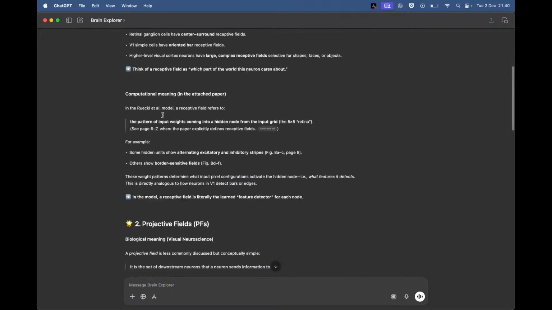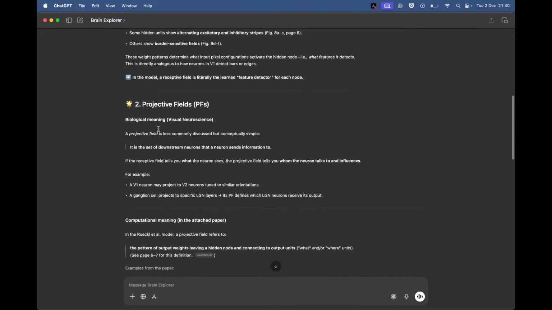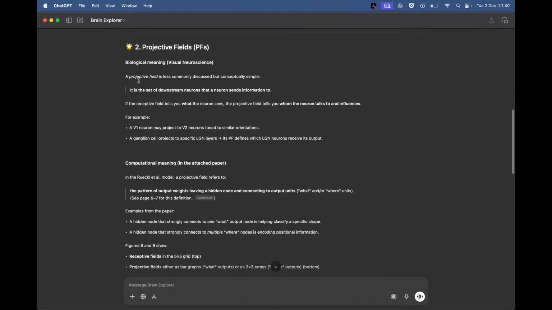So we looked at projective fields. A projective field is less commonly discussed but conceptually simple. It is a set of downstream neurons that a neuron sends information to. If the receptive field tells you what the neuron sees, the projective field tells you whom the neuron talks to and influences.